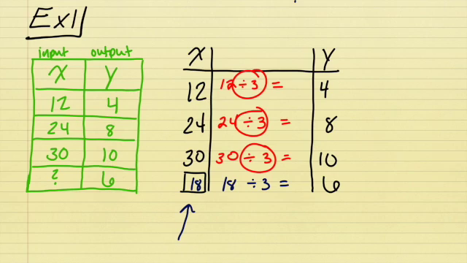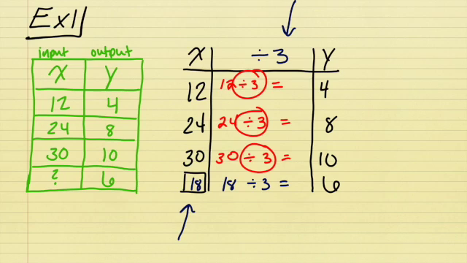And then the second thing we have to do is say the function rule. We have to say the math problem. And we know every time we're dividing by 3. But we can't just say divide by 3. We have to write it as a function rule. We have to kind of make it look like an equation.